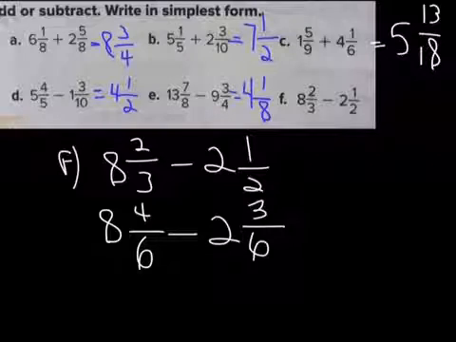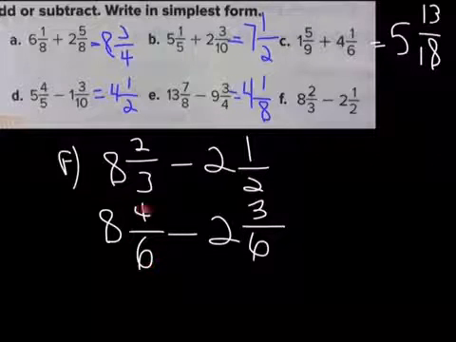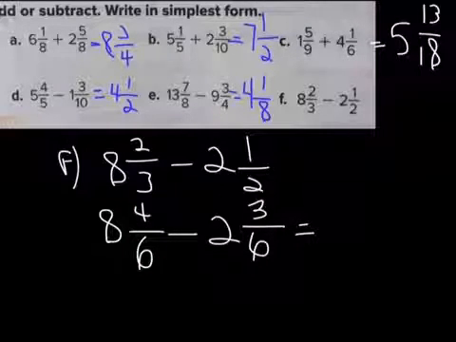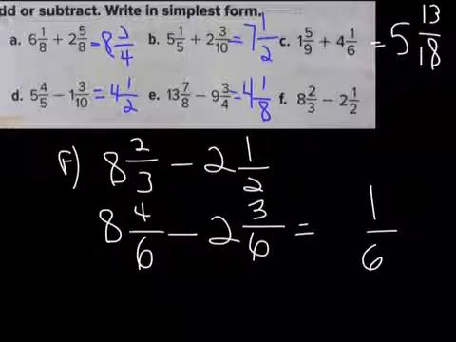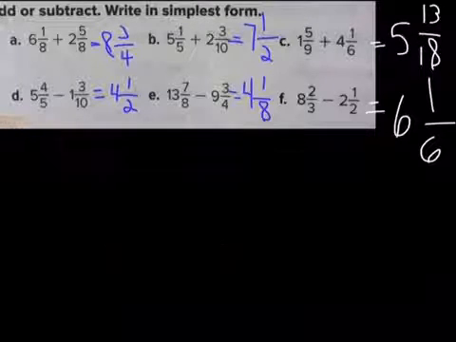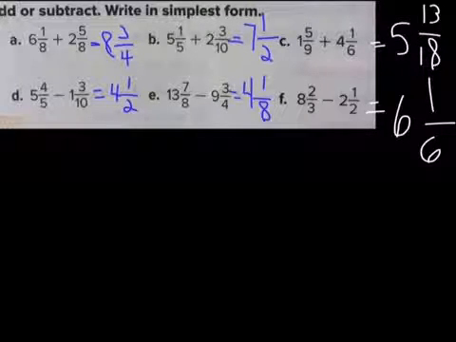And here we have 2/3. Here you have 2 2s and 3 2s. So it's still 2/3. And now we subtract 4 minus 3 is 1. And we keep the 6, 1/6. And 8 minus 2 is 6. And there you have it. I hope you got them all correct.